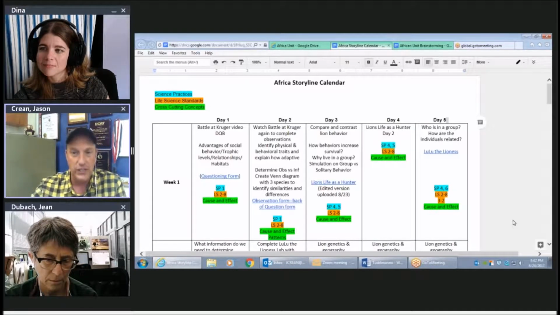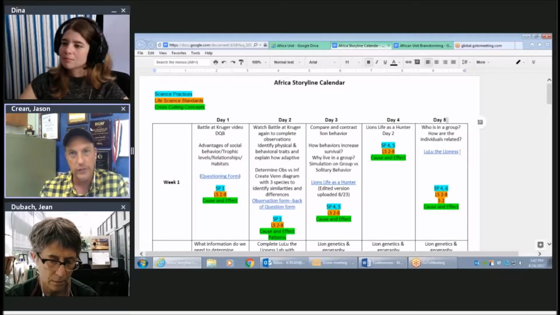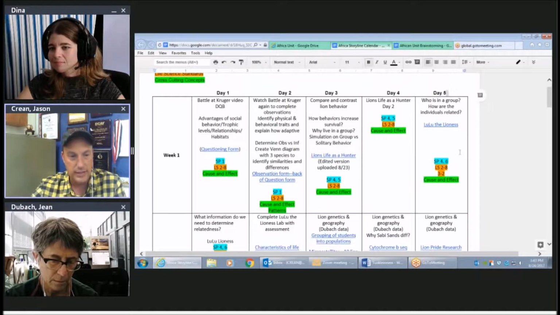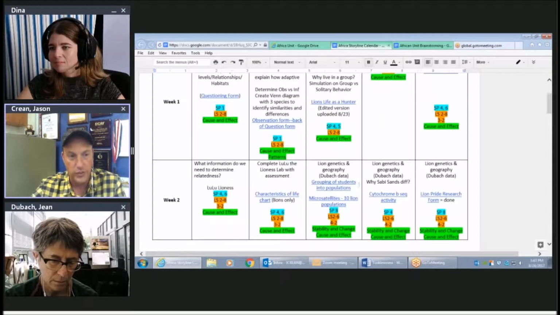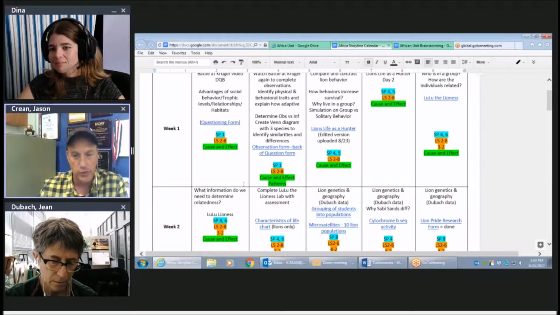And then we're going to move into why else would you live in a pride? And that brings us to Lulu the lioness, and this was a story through information and data that Dr. Dubach had in her lab. And we created this activity that brings us to week 2.